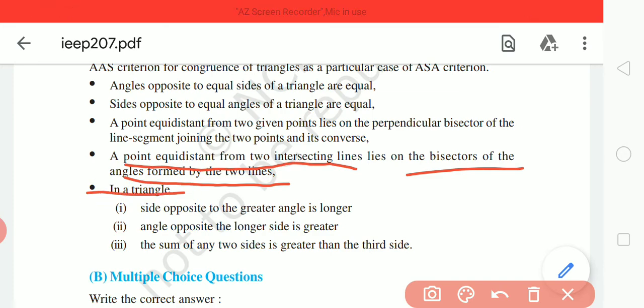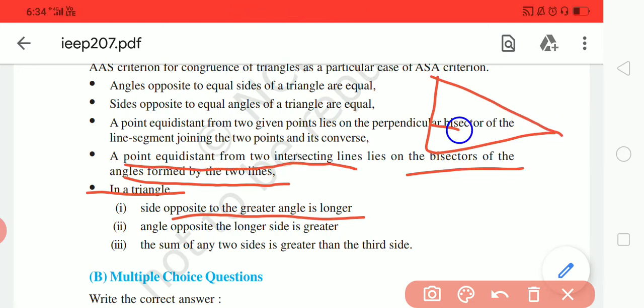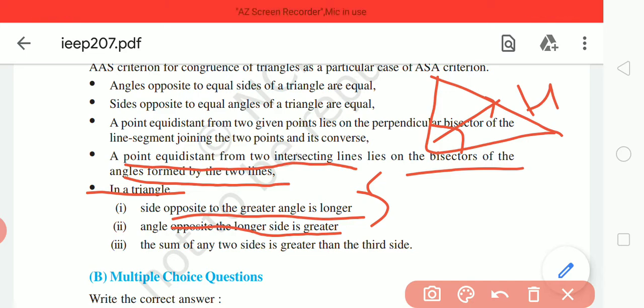Now come to the next point. Side opposite to the greater angle is longer. You know that in a right angle triangle the greatest angle is 90 degrees, and the side opposite to this 90 degrees is the hypotenuse, that is the longest side of the triangle. In an obtuse angle triangle also, you can find the longest side opposite to the greatest angle. Angle opposite to the longer side is greater. This is the converse of the previous part: if you have a longer side, the angle opposite to this longer side will be the greater angle.